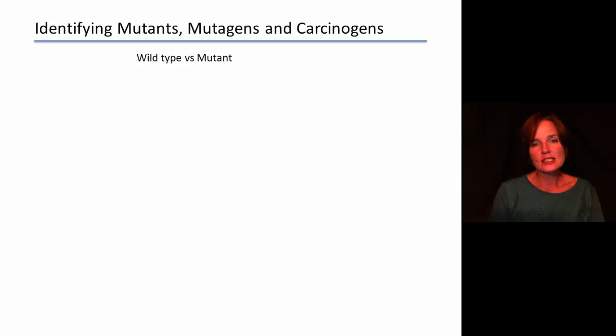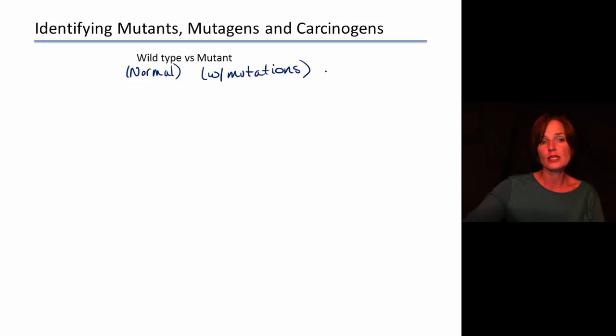There are a number of different ways that mutants, mutagens, and carcinogens are identified. Before we start talking about some of these different techniques, it's important to understand the difference between what we call a wild type and a mutant. The wild type is really just the normal version of an organism, so without mutations, without changes happening, and the mutant is going to be the one with mutations. That's the one that we would expect to be a little bit different from what we typically have.